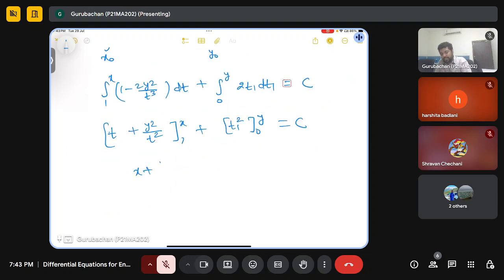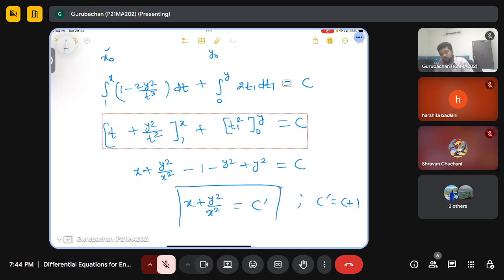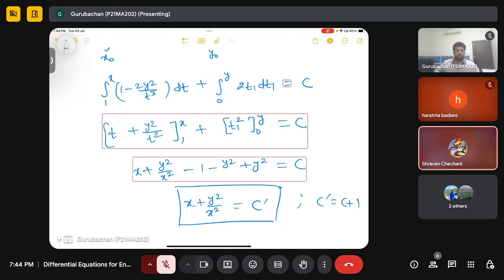So this will provide us x plus y square by x square minus 1 minus y square, and this will give us y square is equal to c. So this will be x plus y square by x square is equal to some c dash, where c dash is equal to c plus 1. Is it clear, Sean, this time? Yes, sir. So your answer is correct by luck or chance, but the approach you have to follow is this way. You have to take care of the domain.